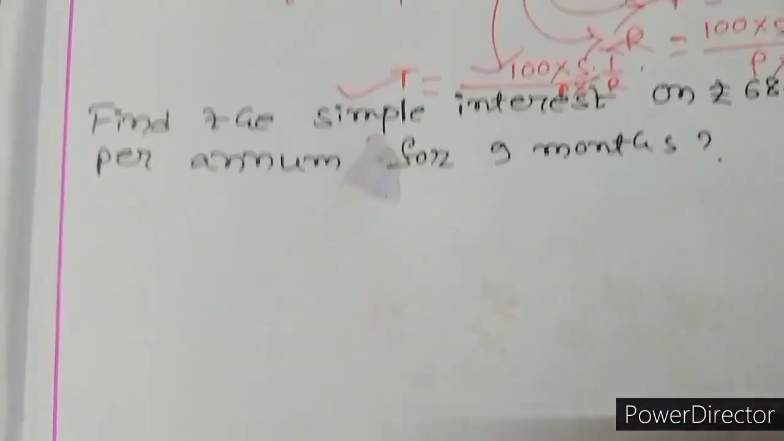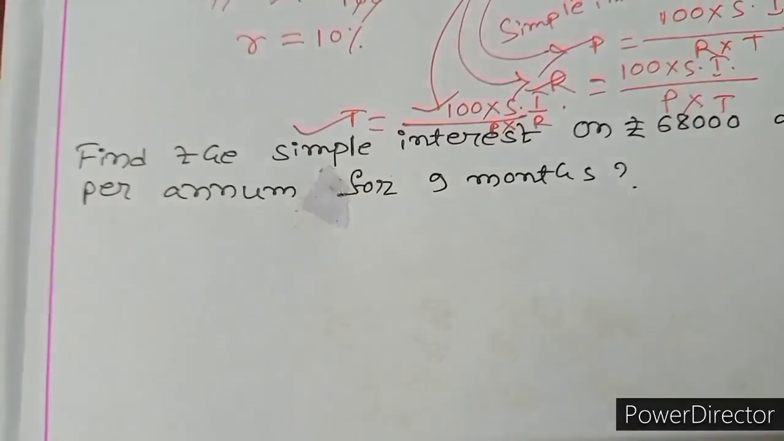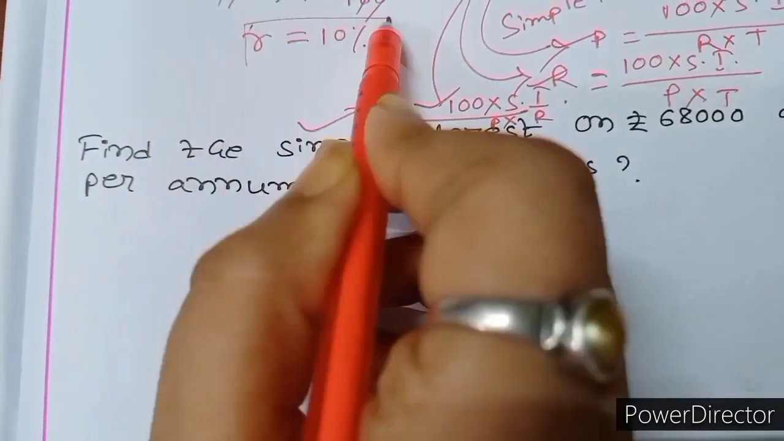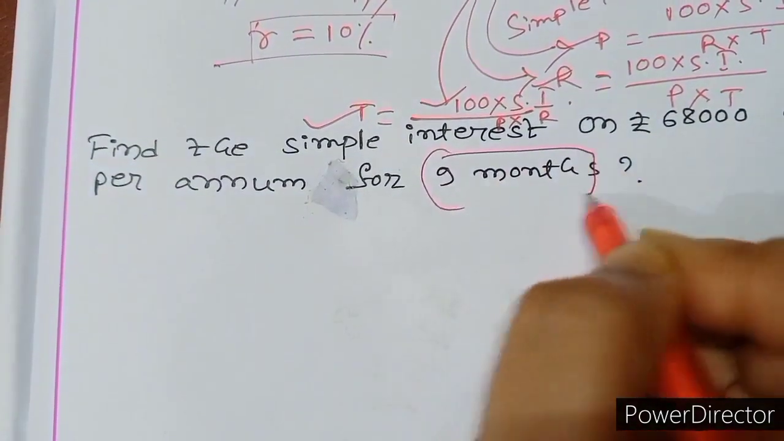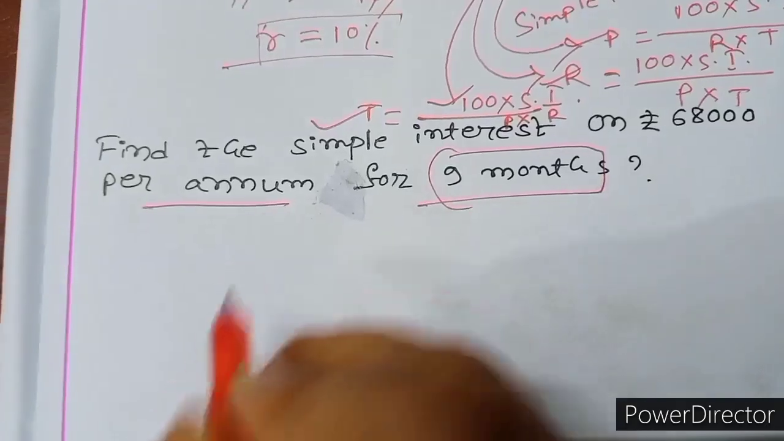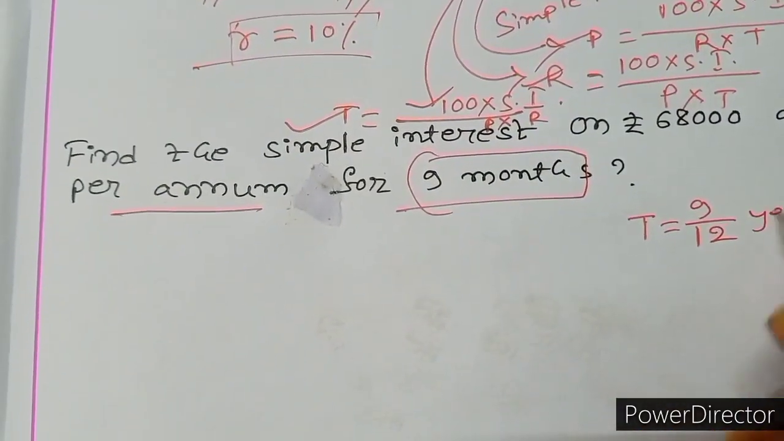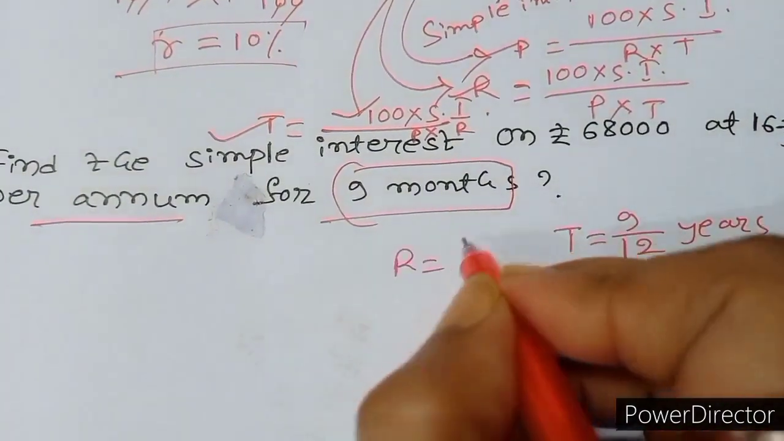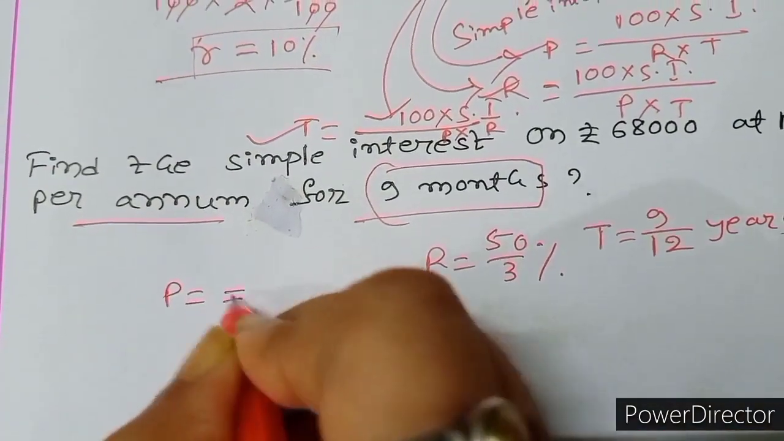So first question, find the simple interest on 68,000 per annum for 9 months. Here we calculate rate of interest per annum equal to 10%. Here it says 9 months. We know 12 months equal to 1 year. So T equal to 9 by 12 years. R equal to 16 2 by 3%, means 50 by 3%. P equal to 68,000.